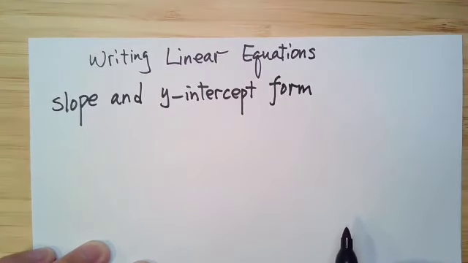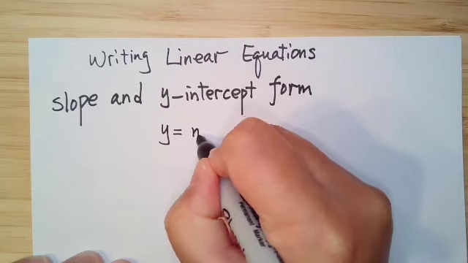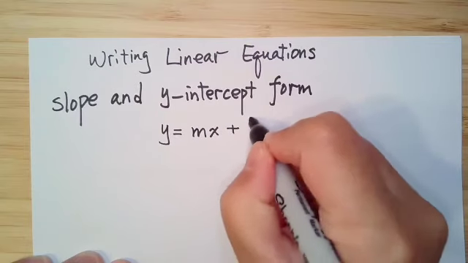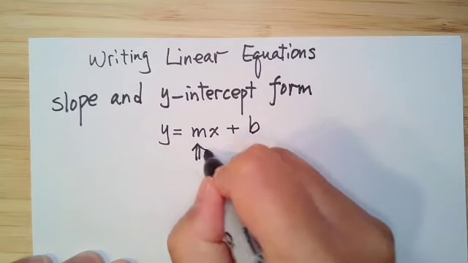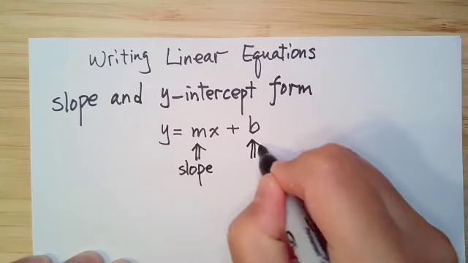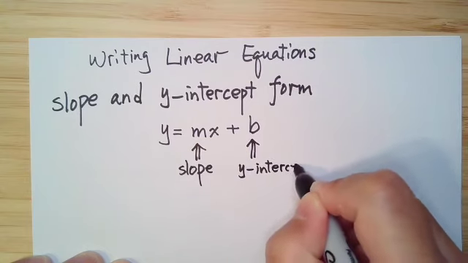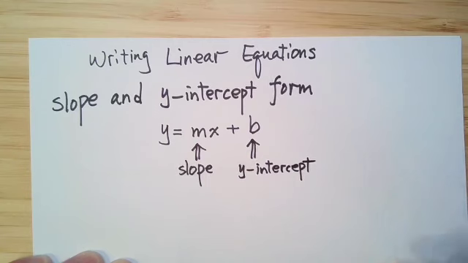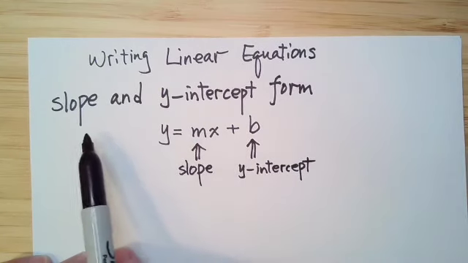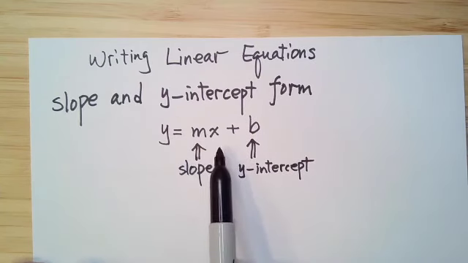This is the slope and y-intercept form of a linear equation. y equals mx plus b. And this m is the slope, and this b is the y-intercept. Sometimes we're lazy, we just say slope-intercept form, which means slope and y-intercept form. It's just y equals mx plus b.